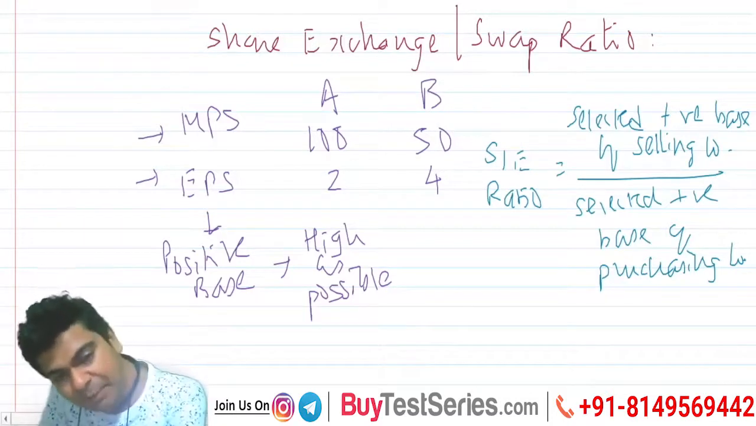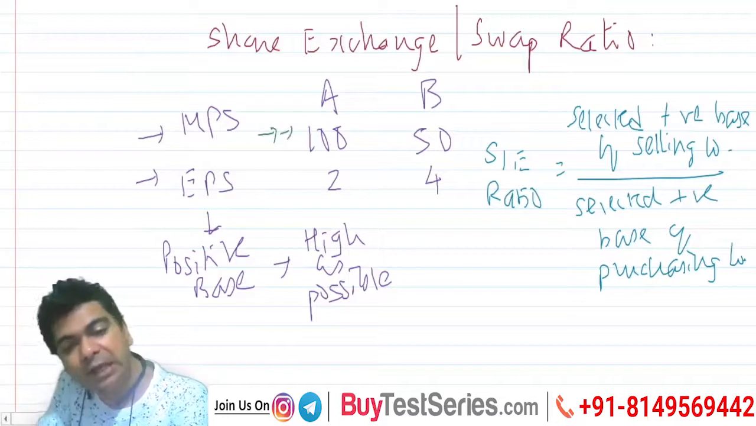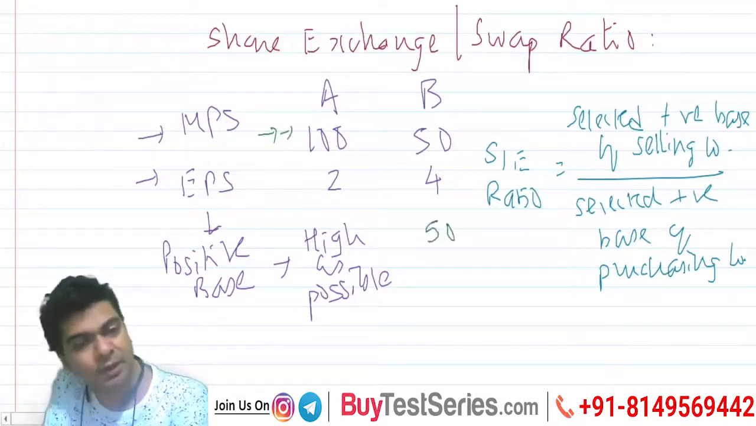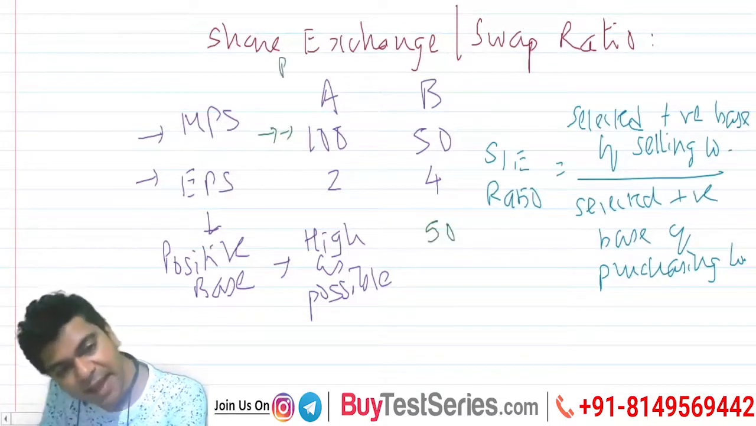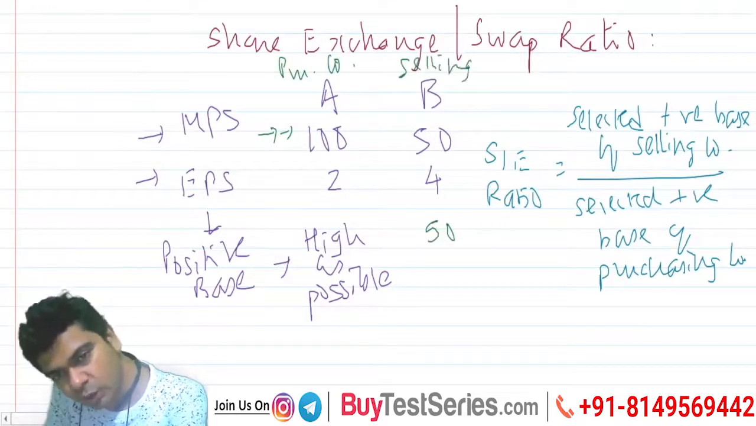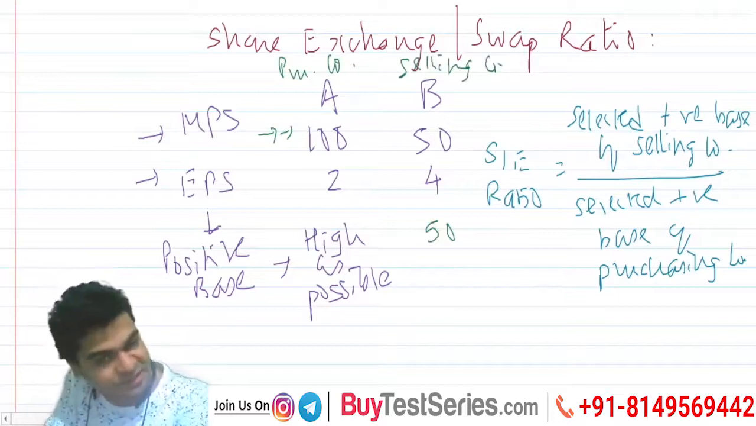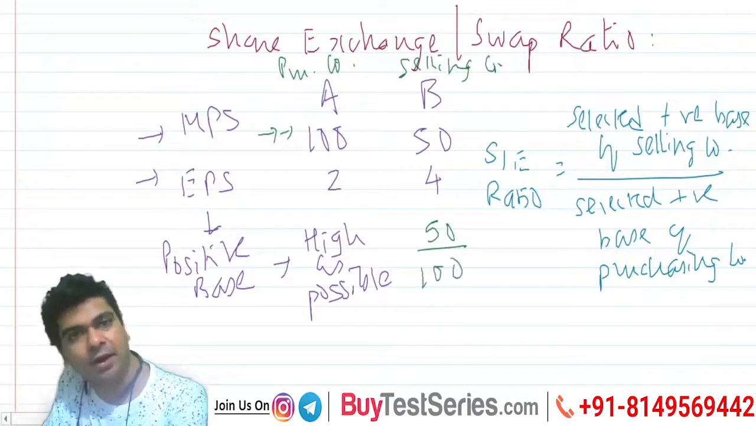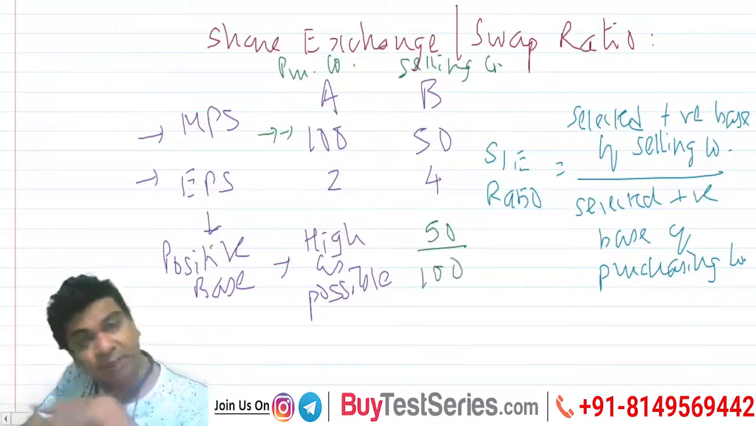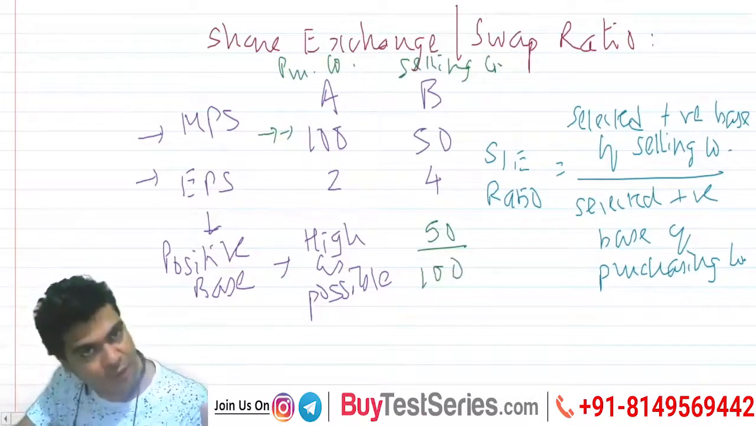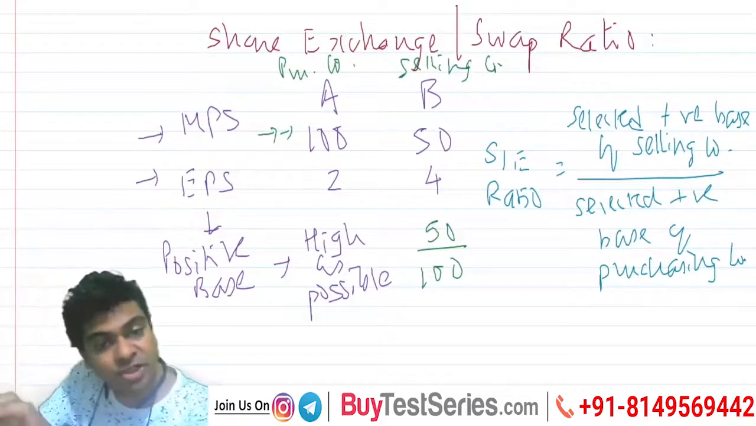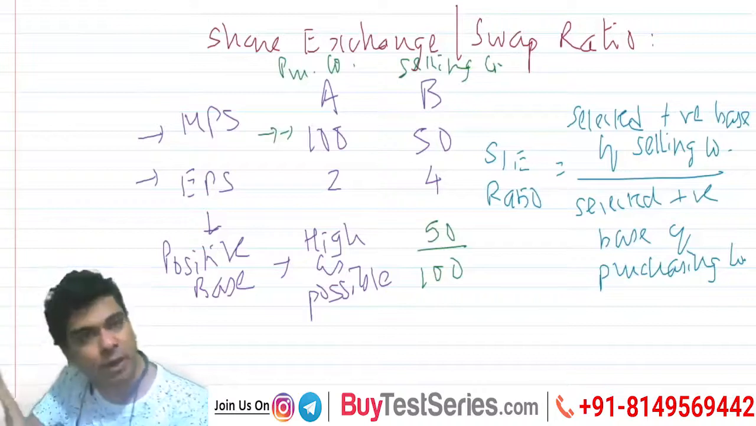If you see the market price per share, we will take the base of the selling company. Let's understand A as the purchasing company and B as the selling company. A wants to take over B. So as you can see, it is 50 divided by 100. I am the purchasing company. My share is trading at 100 rupees per share. You are the selling company. Your share is trading at 50 rupees per share, isn't it?